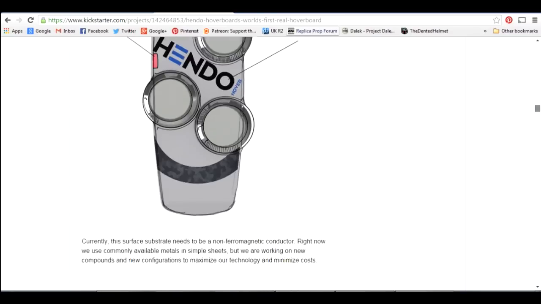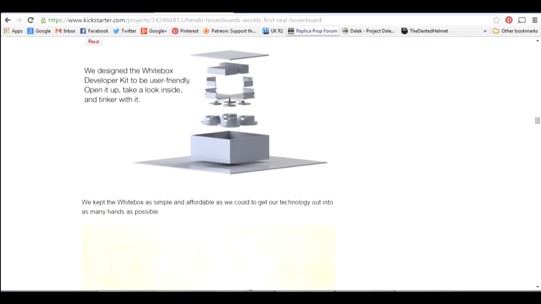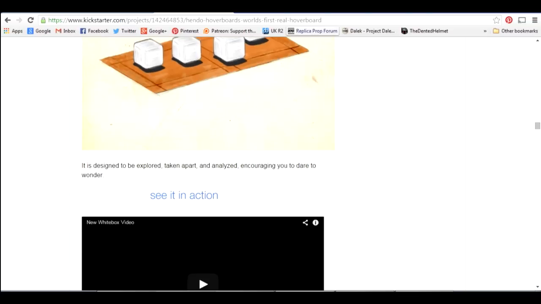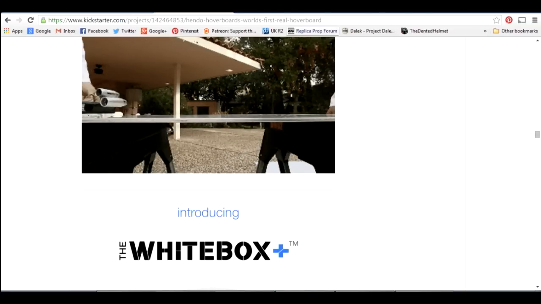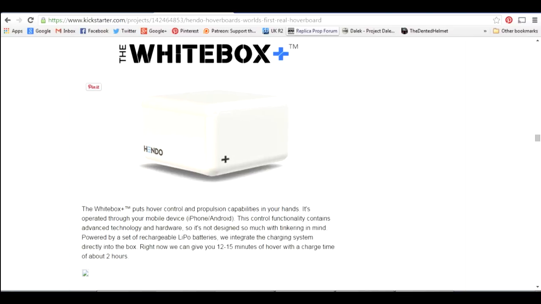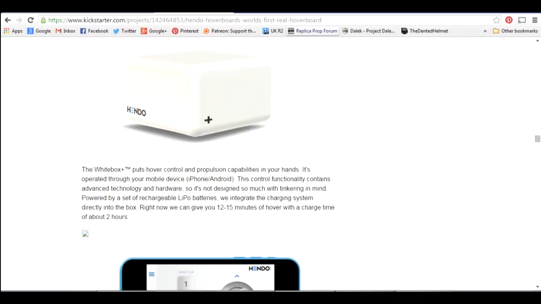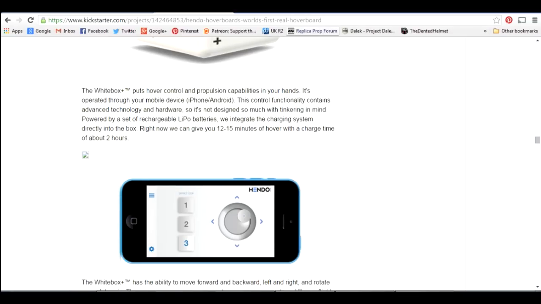So there's some more stuff here about this white box board, including an exploded diagram, the white box developer kit, some other bits and pieces they've done. That's the slightly cheaper box. I think that's $900, or then possibly a slightly cheaper option. I think those are probably still available, and you can control it with the smartphone and all sorts of things.